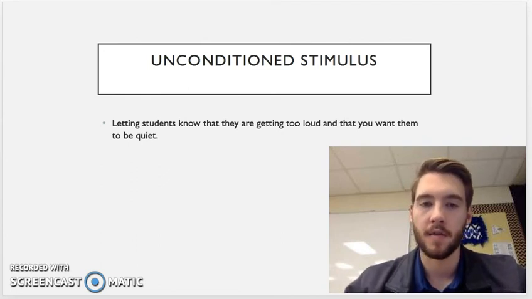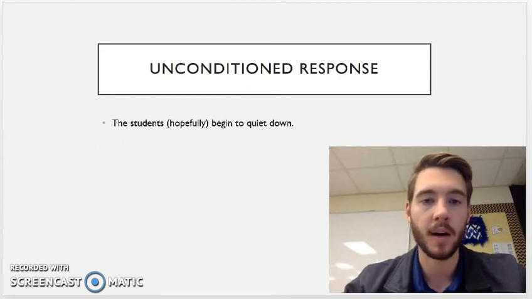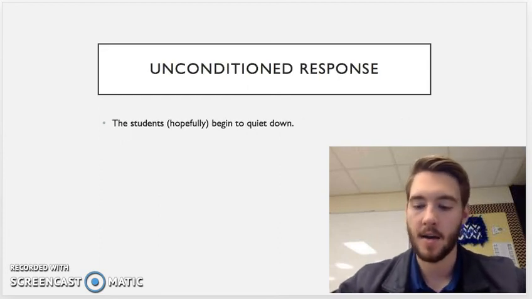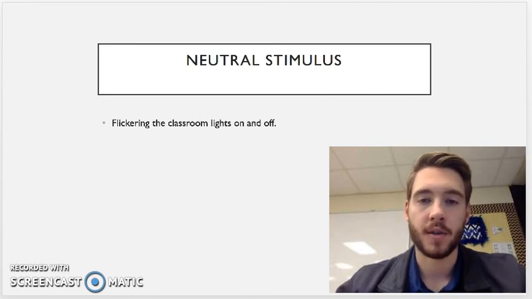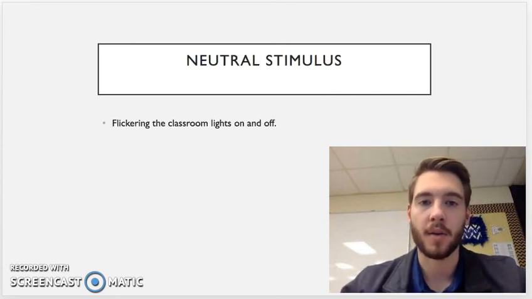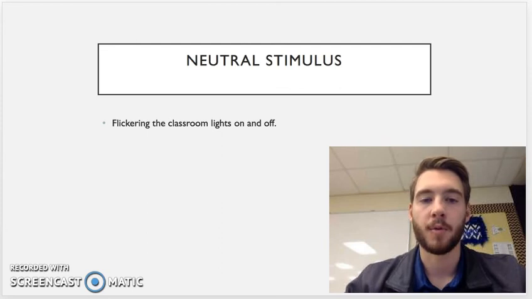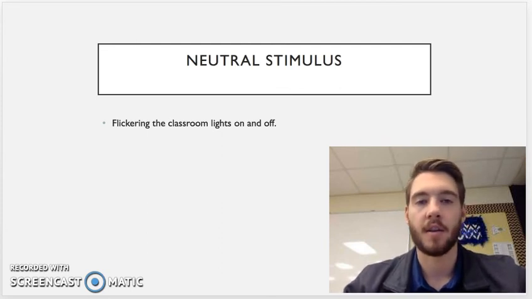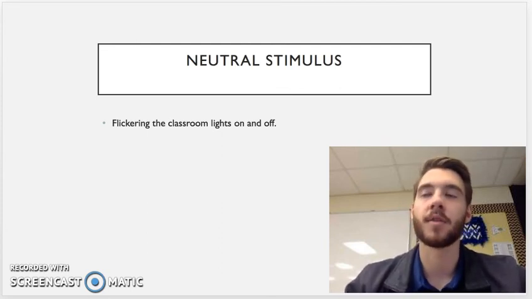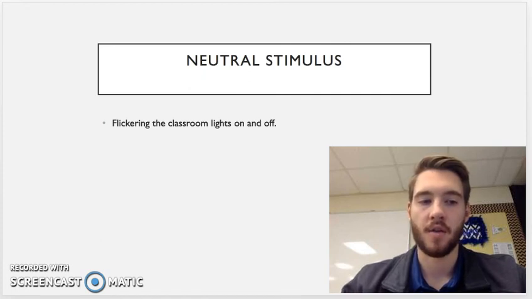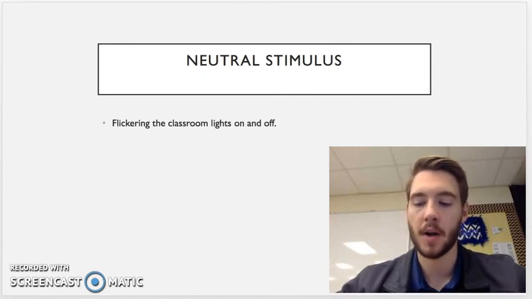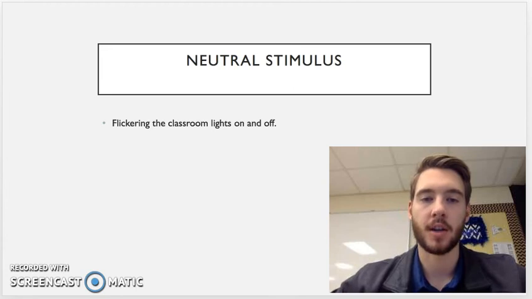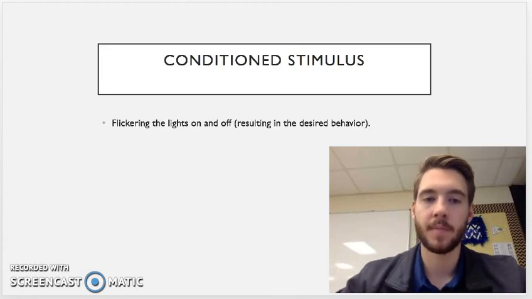So hopefully the unconditioned response would be that they quiet down. A neutral stimulus, maybe technically, would be flickering the classroom lights on and off. They may stop to look, but they wouldn't know that's what you wanted them to do. So prior to conditioning, it would be considered a neutral stimulus.